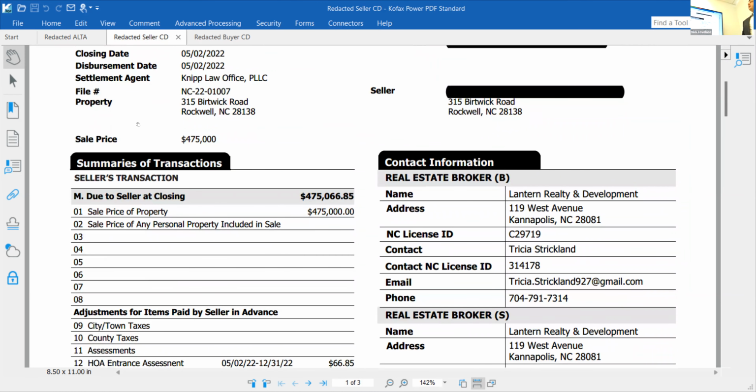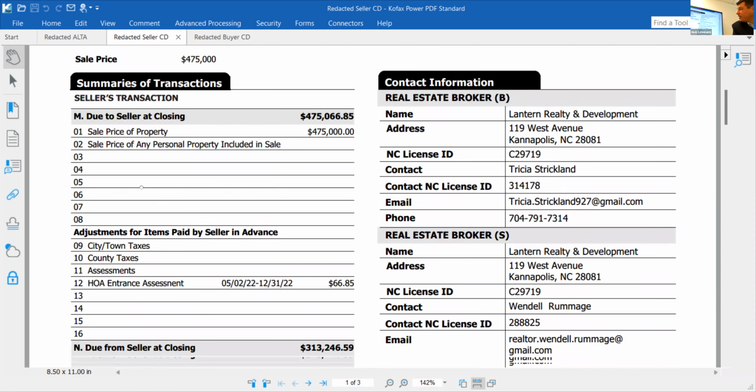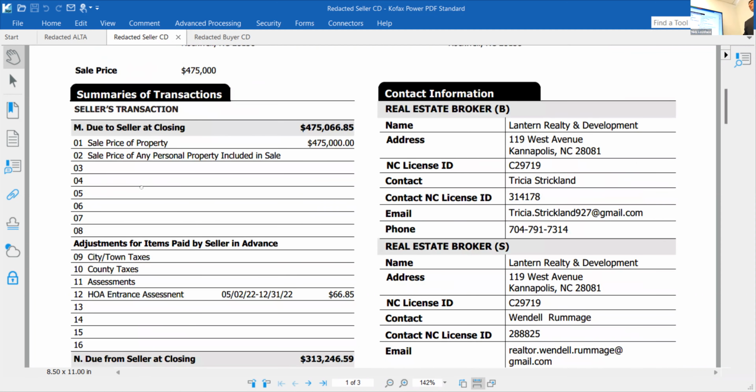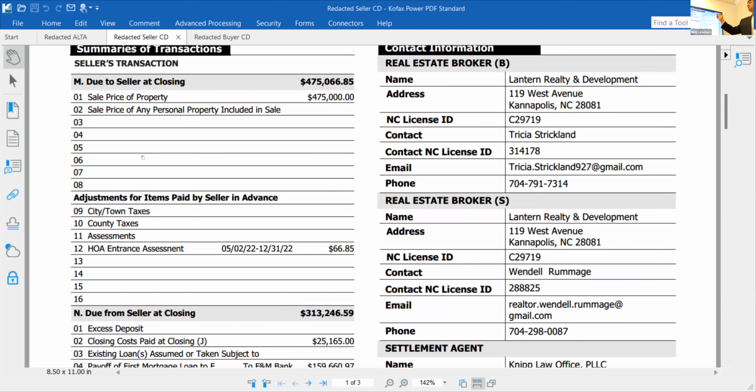So the closing date on this one is, again, it's just going to list all the details of the file over on the left-hand side. Again, we did handle this transaction. So really at this point, you're looking at a lot of the same stuff that I just went through. You're going to see all the same numbers on the Alta that you're going to see on the settlement sheet, especially on the sales side.